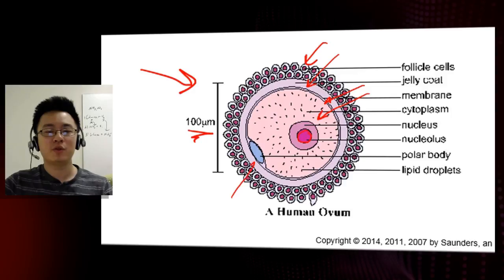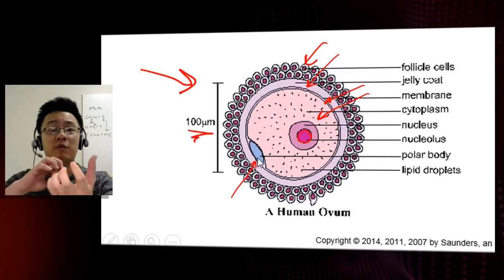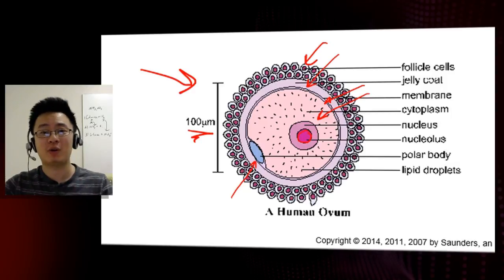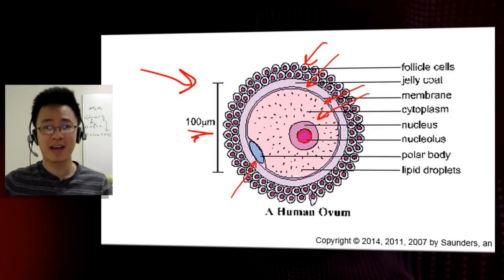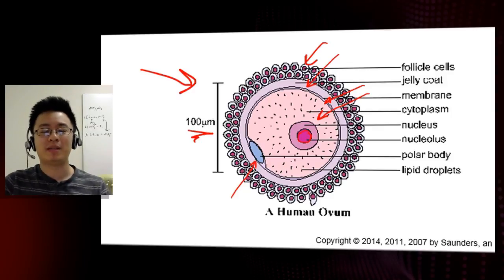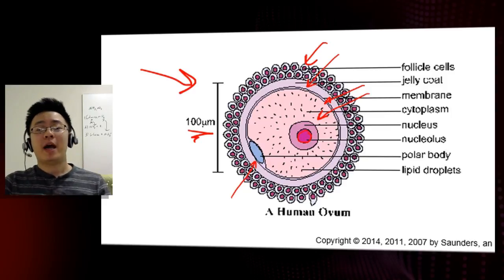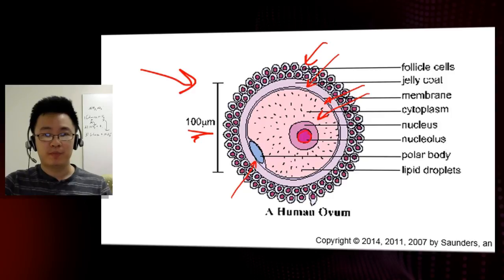We have these other structures here known as polar bodies, which help to regulate the positional information, how this egg is going to start to develop once the sperm fertilizes it. And then we have different lipid droplets in here, just some different structures.